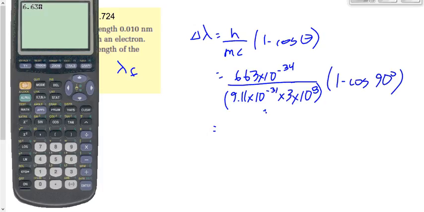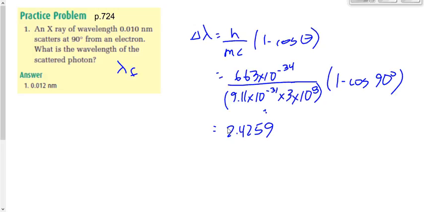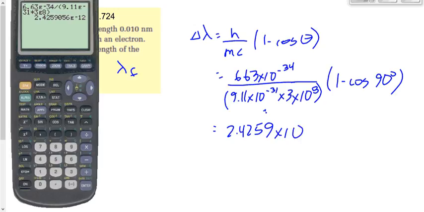6.63 times 10 to the minus 34 divided by, use brackets on the bottom, 9.11 times 10 to the minus 31 times 3 times 10 to the 8. Now, technically, we have to multiply that by 1 minus cosine theta, but since cosine theta is 0, 1 minus cosine theta is 1, then it's just this times 1. There's delta lambda, 2.4259 times 10 to the minus 12, is it?